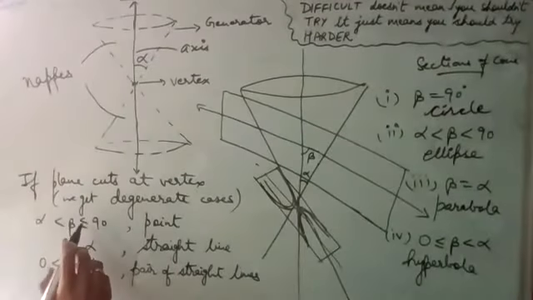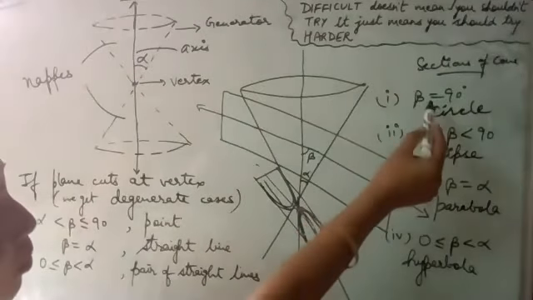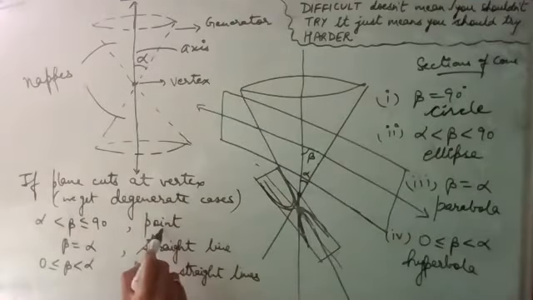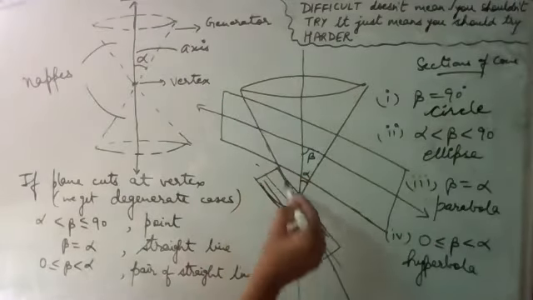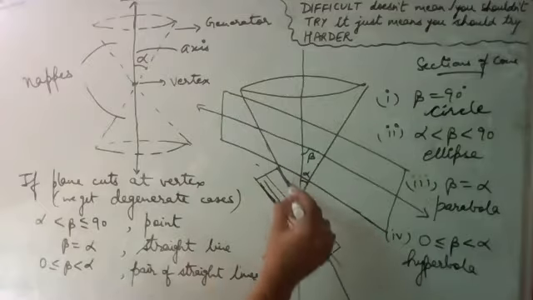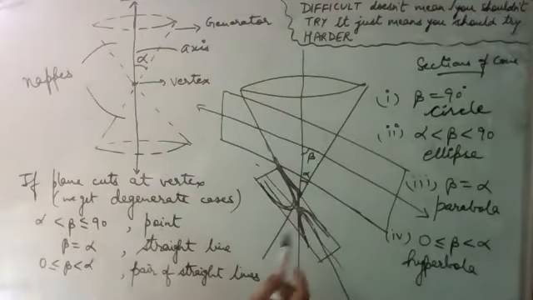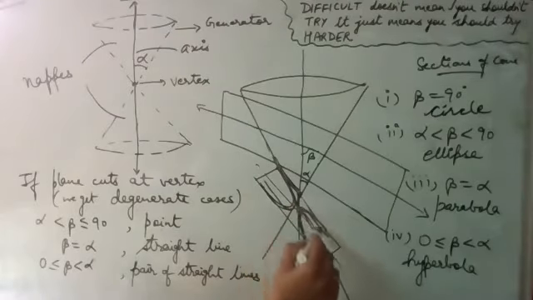Now, this was the case when beta is 90 or between alpha and 90. In both of these cases, when it cuts at the vertex, we get a point. In case of circle also, in case of ellipse also. When beta is equal to alpha, where we were getting a parabola, since it will intersect at one point, it is intersecting at the vertex, not at the cusp, so on a single side we will get a straight line. And when it is intersecting at both the vertices, at the upper part of the vertex also and the lower part of the vertex also, we will get a pair of straight lines.